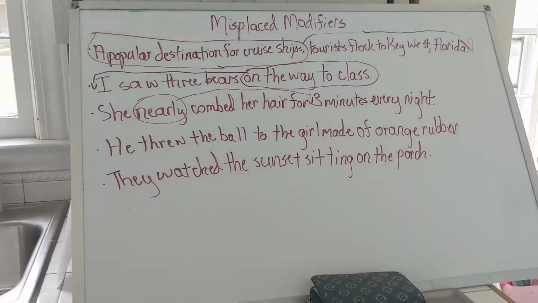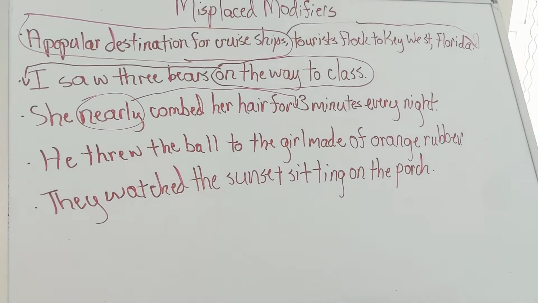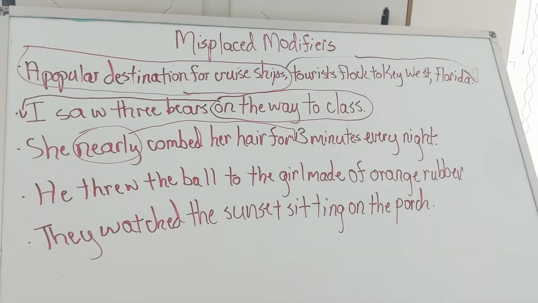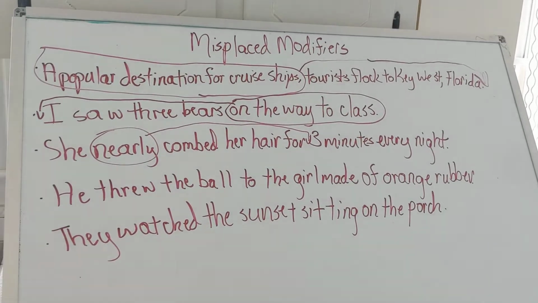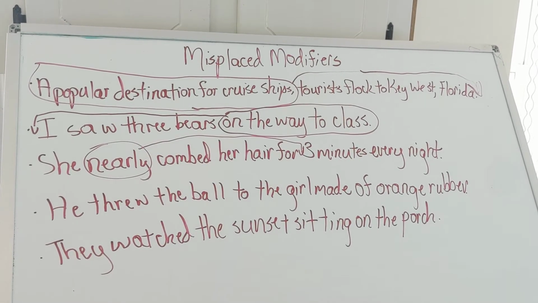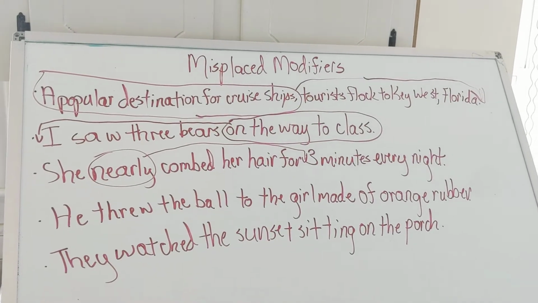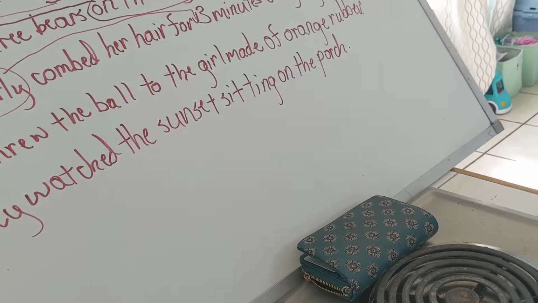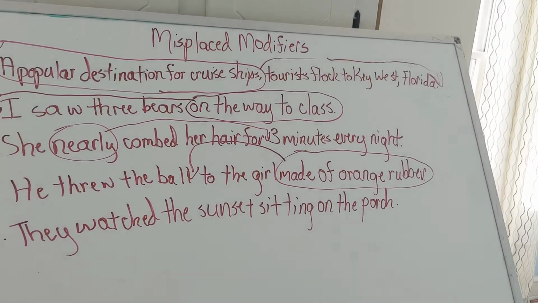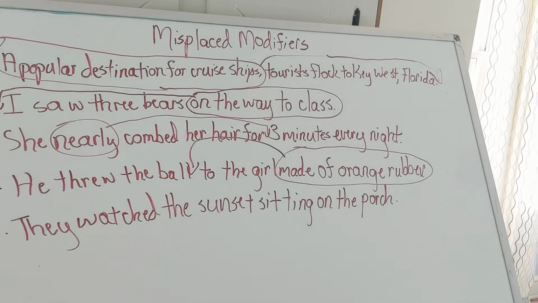Okay, let's look at that fourth one. He threw the ball to the girl made of orange rubber. Hopefully you caught it pretty much right away. Is the girl made of orange rubber? No, that would be weird. So what word should made of orange rubber be describing? That's right, ball. So hold on just a second. Okay, so that's what that one should look like. I drew a circle around made of orange rubber and put the arrow right after the word ball. So it should read, he threw the ball made of orange rubber to the girl.